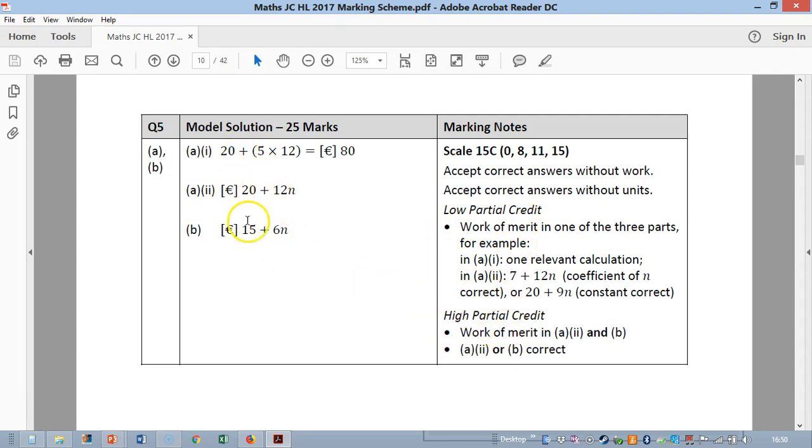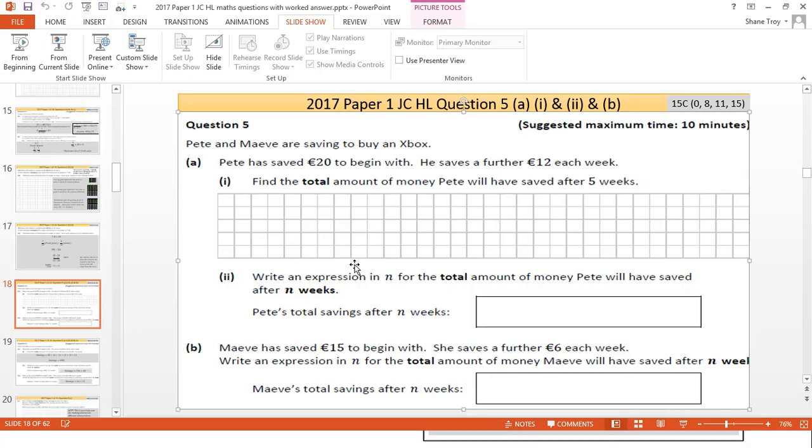In situations like this, usually the high partial, the 11, will go for work of merit in two parts. Or sometimes if you have one correct answer of the three, you get the high partial. It just depends on the year. So it's a good thing when it's marked like that. Now we'll go back to the question.